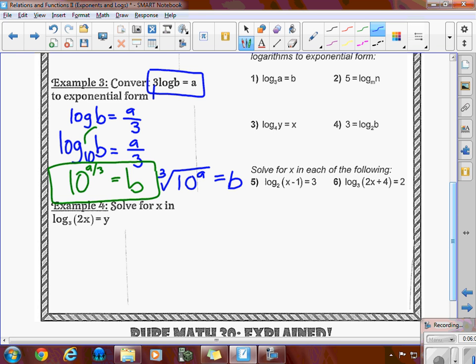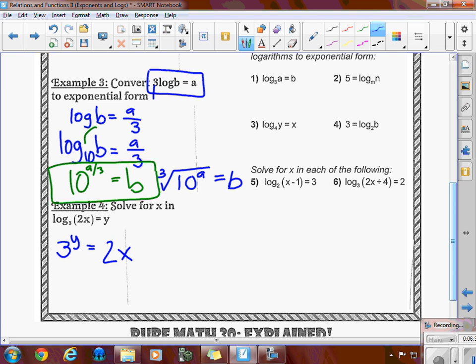All right, this last guy, it says solve for x. So a little different. It's just not saying convert. It's actually saying solve it. Here, there's no way I can isolate this 2x from log base 3 because we said we can't separate those two. That's one term. But I could write it in the other form. What is this log base 3 of 2x equals y in exponential form? 3 to the power of y equals 2x.